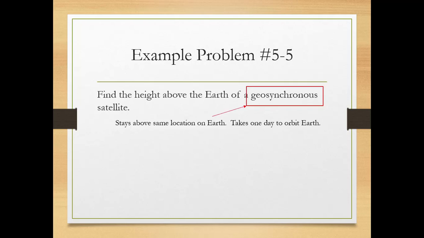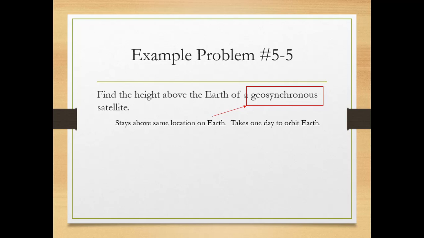So you might ask, what do we mean by geosynchronous? What geosynchronous means is that it stays above the same location on Earth all the time. What that means is its orbital period and the rotational period of the Earth are the same thing, 1 day. So it means its orbital period around the Earth is a single day.